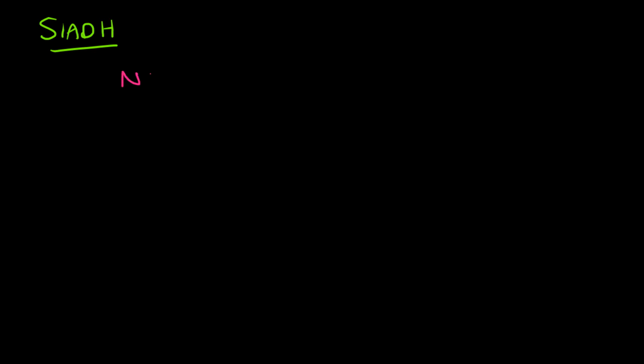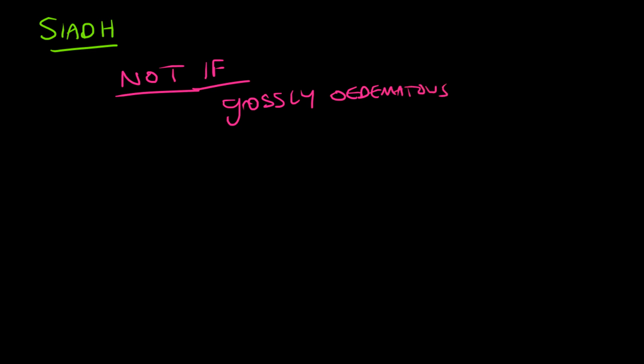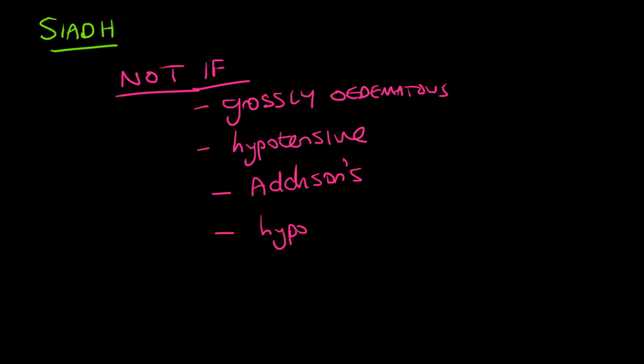is when is it not SIADH? Not if they are grossly edematous, not if they're hypotensive. These are all very relative, by the way. These are just for exam questions, so this maybe isn't something I want to take to clinical practice, but it's just to differentiate in exam questions. So usually not if they're hypotensive, not if they're grossly edematous, or have ascites or something like that. Not if they have Addison's, because obviously that would give you more information to diagnose Addison's, and not if they are hypovolemic.